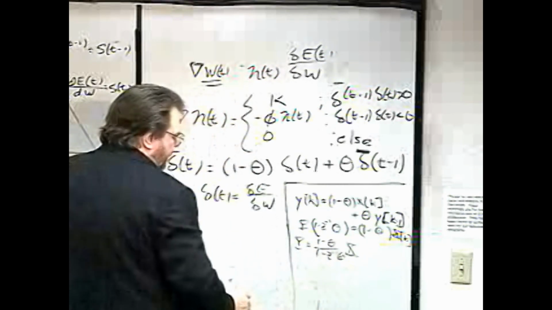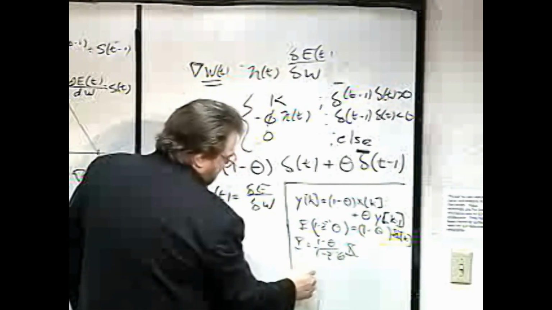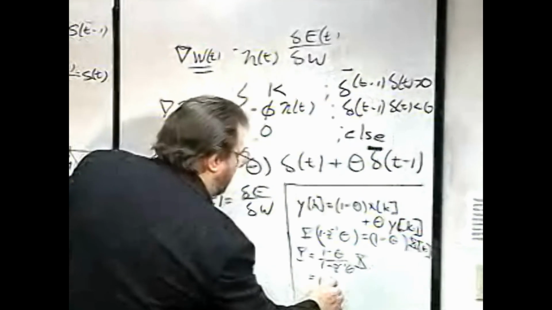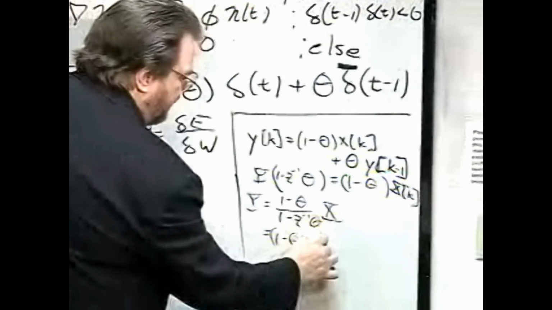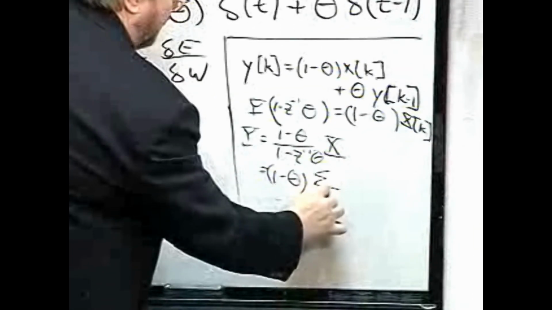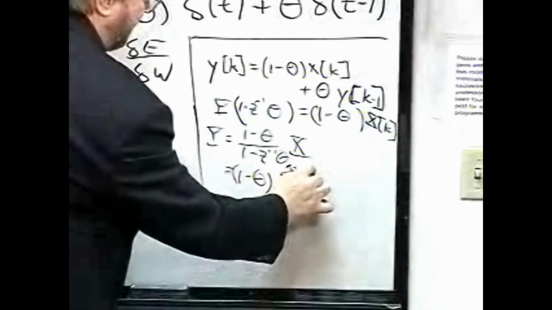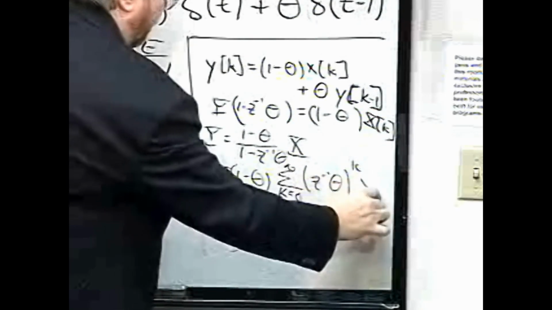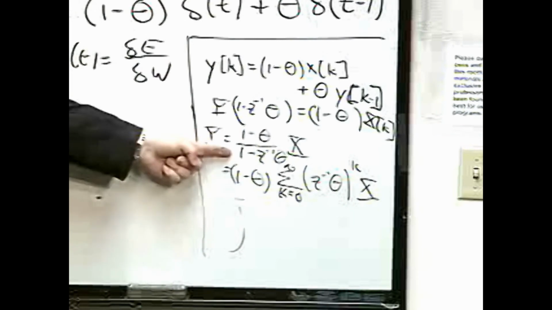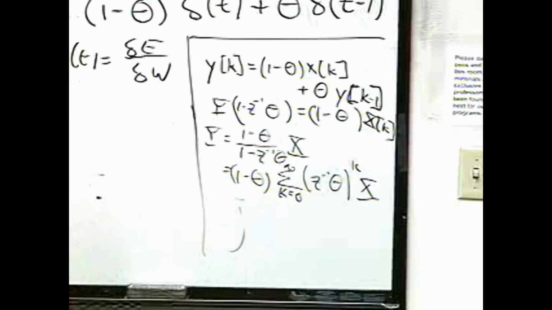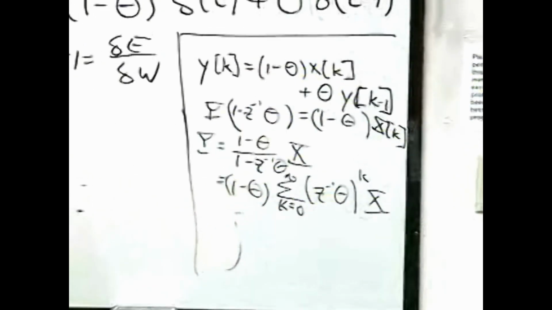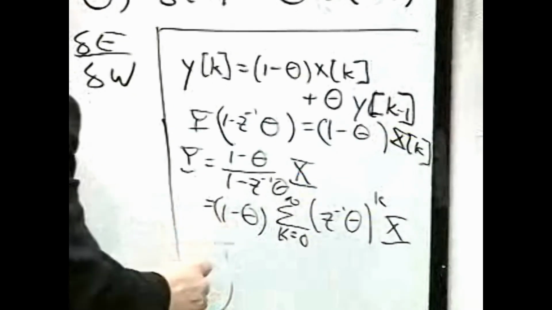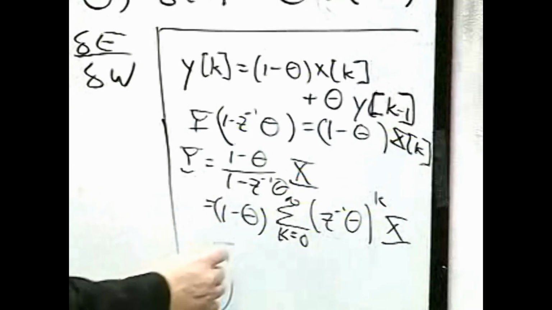And then if I inverse transform, well, let's see, we can do this a number of ways. Probably the easiest is expanding this into a geometric series: the sum over k equal to 0 to infinity of z inverse theta raised to the kth power times x. I've simply taken this and expanded it as a geometric series. Is that okay?